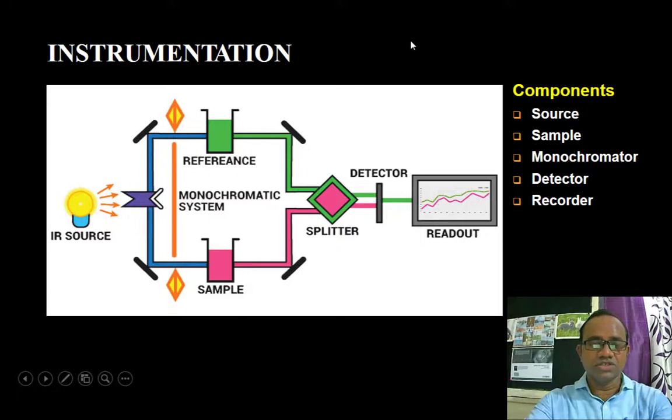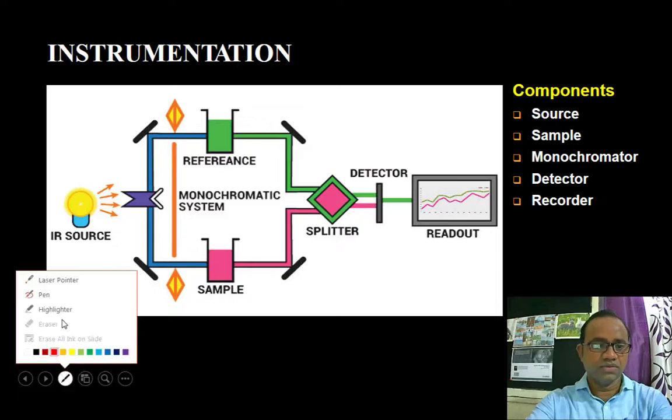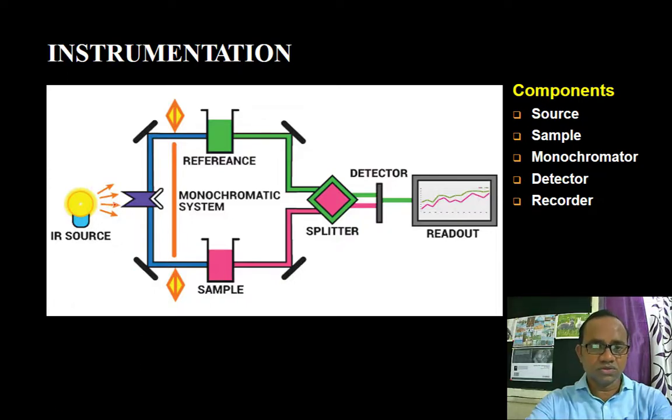So in case of instrumentation, generally we have the infrared source. This infrared source, when it strikes, travels either to the sample or to the reference. So the light, when incident onto the sample and the reference, moves to a particular area that is called the splitter. The splitter blocks the light rays coming from the reference or from the sample. The reference is the standard solution with which we can compare the unknown sample, right?